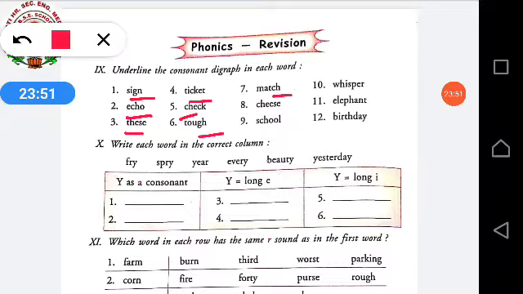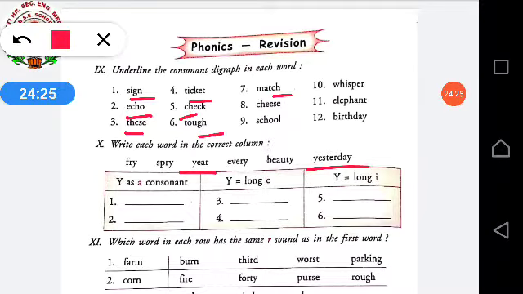Okay. Now write each word in the correct column: Y as a consonant, Y as long E, Y as long I. First of all we'll see Y as a consonant. When you pronounce Y, it should not come in the form of a vowel pronunciation. It should be in the form of a consonant. So first it will be year, yesterday. Okay, year, yesterday: Y as a consonant.